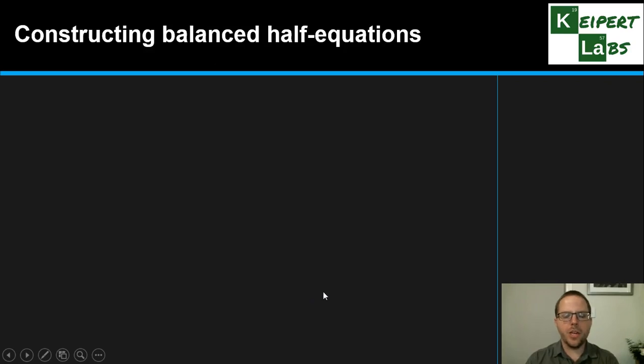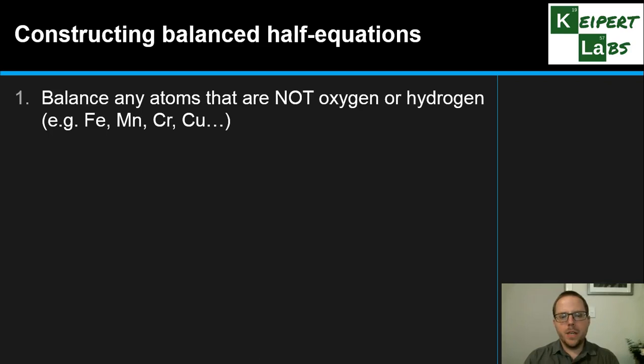Okay, so how do we actually go about constructing a half equation that's balanced and that's accurate? So we've identified which are the main atoms that are changing in our process, and we make sure that we've balanced those atoms. Okay, so if there's, for example, iron, copper, manganese, chromium, whatever. If they're not oxygen or hydrogen, they're the things we balance first.